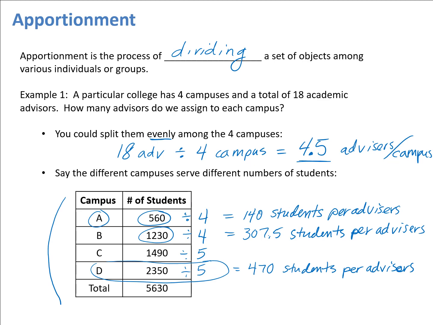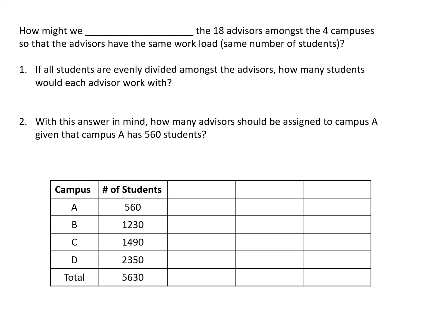So how might we do that? So how might we, and I'm going to use the new word here, apportion. Apportion, that means divide up the 18 advisors among the 4 campuses so the advisors have the same workload, in other words, the same number of students. So if all the students are divided amongst the advisors, how many students would each advisor work with?